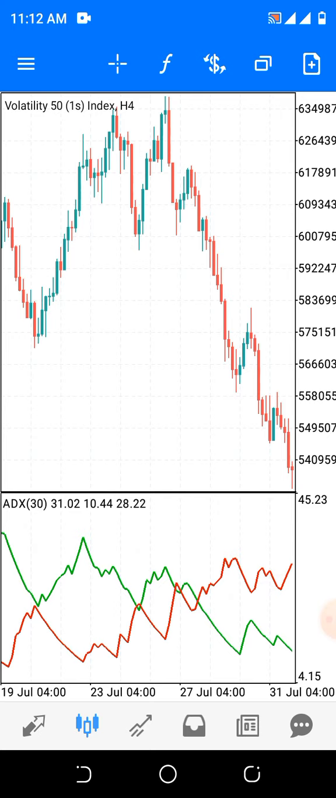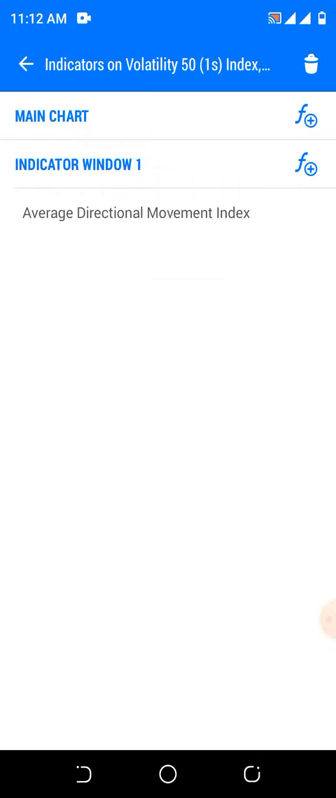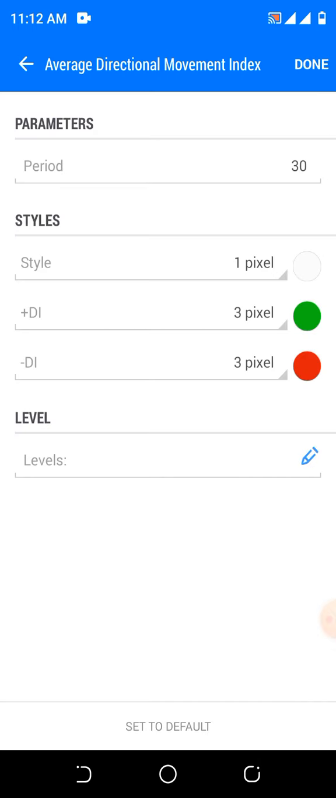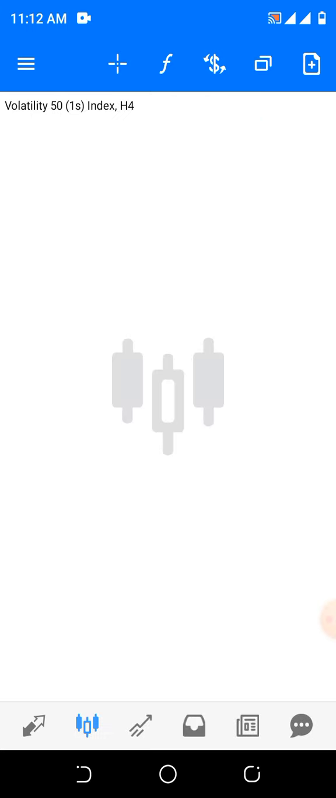The time frame is 4 hour. The indicator is ADX. The period of the ADX is 30. Look at the settings first of all. This is ADX, period is 30. Now back to the charts.